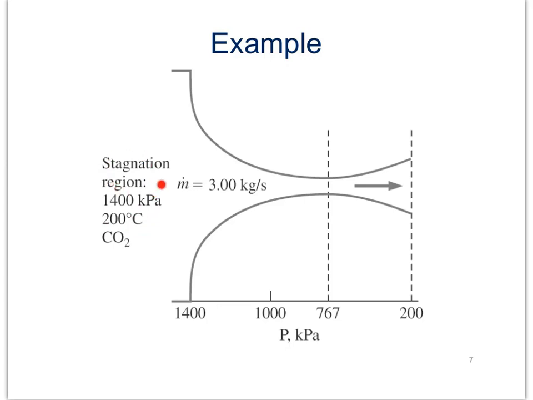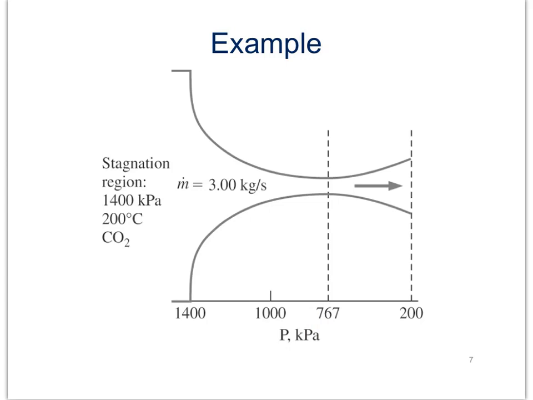If this is the stagnation region, what we're saying here is the velocity is 0, or very low, essentially 0 when it enters. And it expands through the nozzle until it gets to 200 kilopascals. So we go from 1400 to 1000, 767 here, and then 200 there at the end.